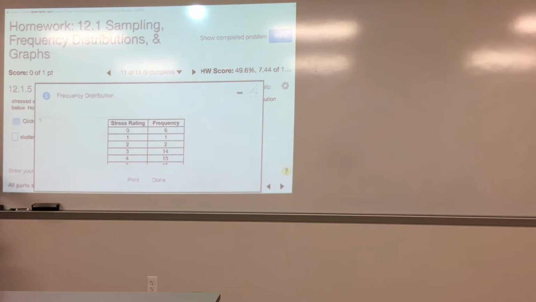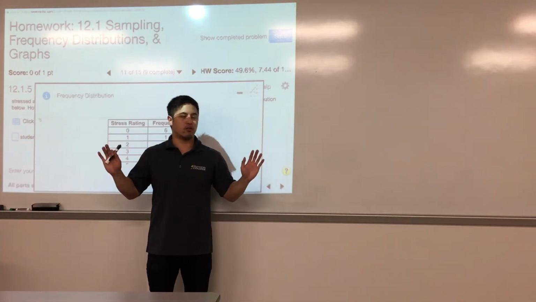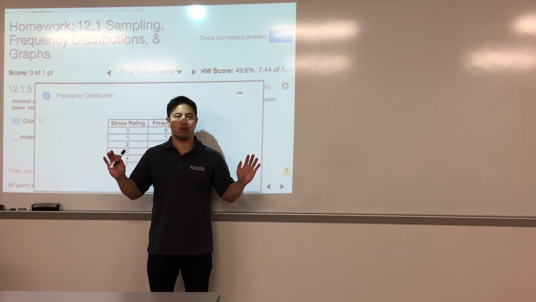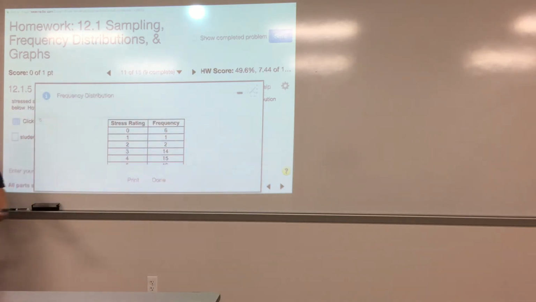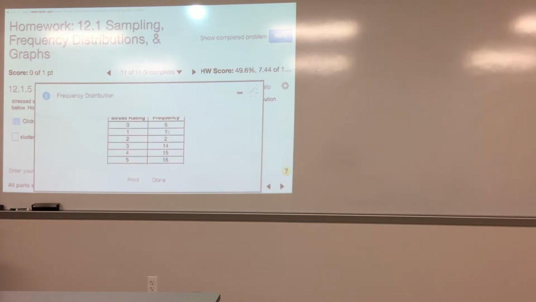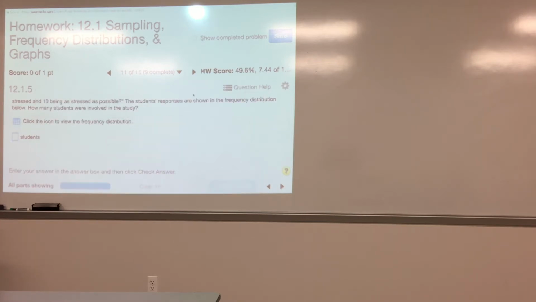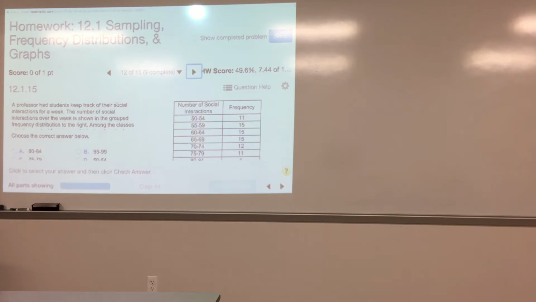Before we even look at this, what do we know we need to do to find out how many students were involved? Add up the frequency. We're not going to go and add them up because I know that you guys can add on your own. But there's the chart. Would you add the left column? No. That's your stress rating. It has nothing to do with your frequency necessarily. Your frequency tells you exactly how many people were in the study. So the stress rating is what's being measured or reported on. The frequency is how many people report each respective one. So anyways, you know how to do it. Add them all up. Okay, let's take a look at this one.